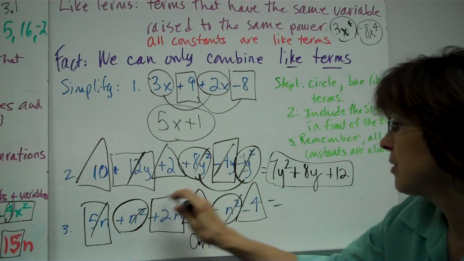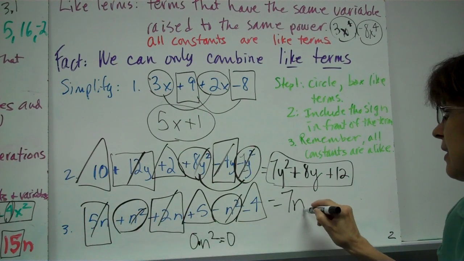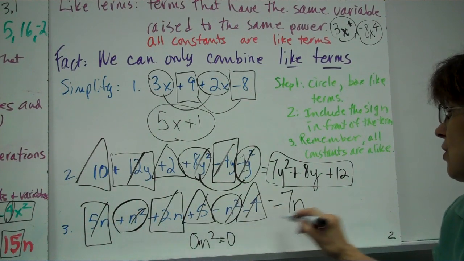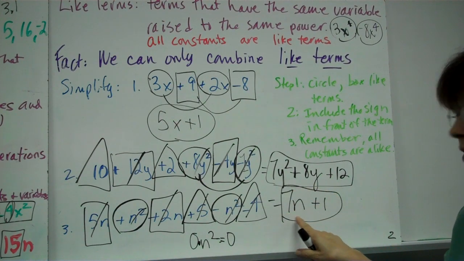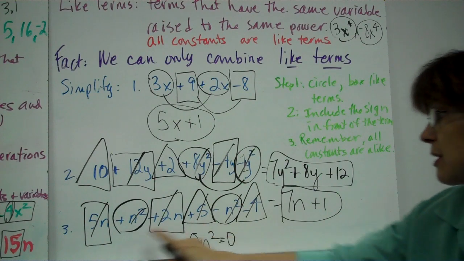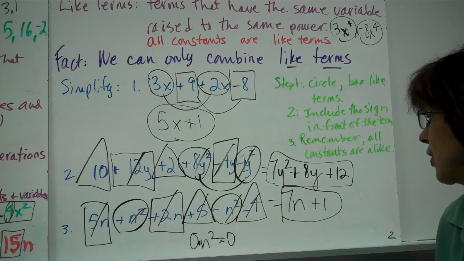Then I got 5n plus 2n is going to be 7n. Then I've got 5 minus 4, which is 1. So that is a really short, really simplified version of that. That's real simple, a lot simpler than all that. Okay, so that's what we're going to be working on in class and doing some fun activities with that.